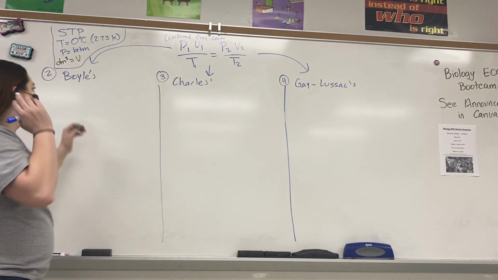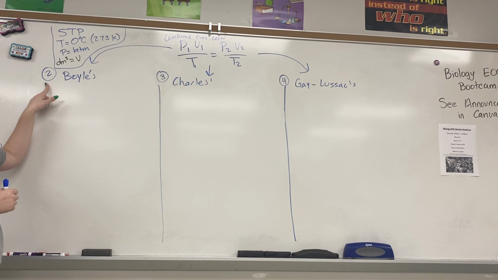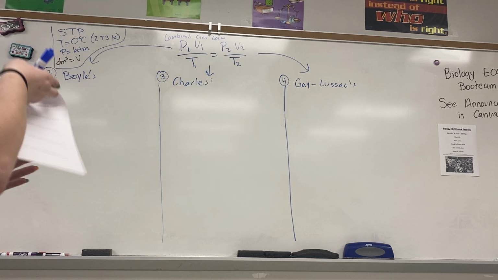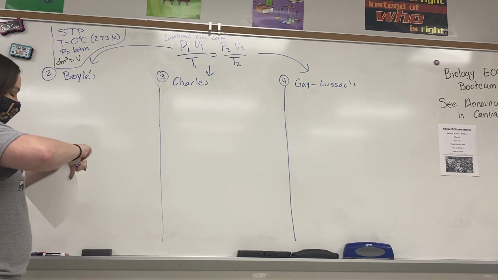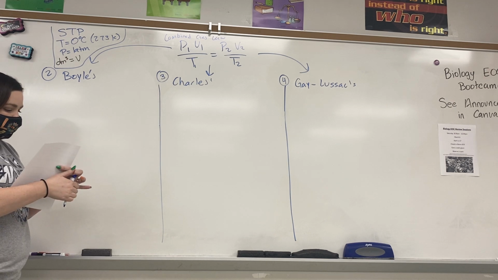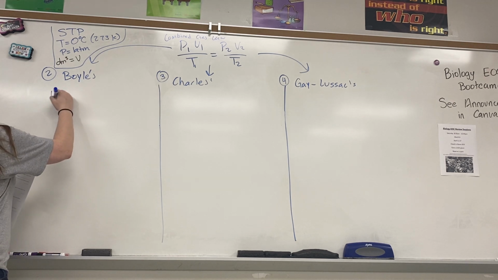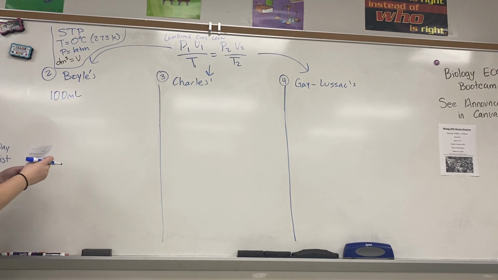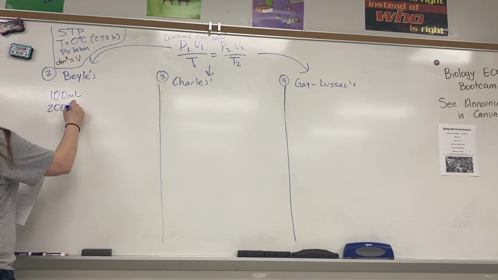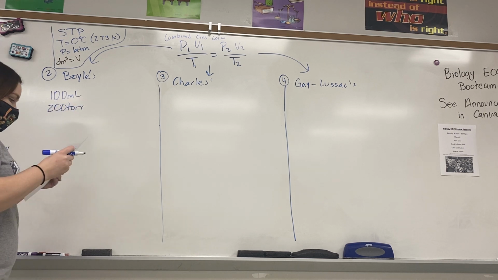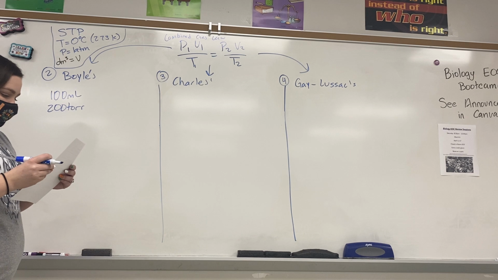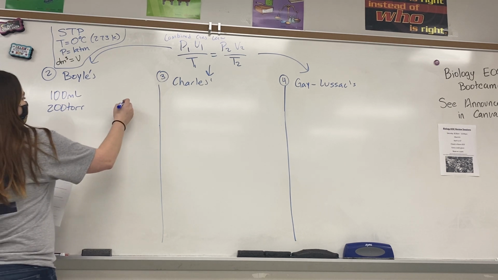So the first worksheet is number 2 in your notebook. This is Boyle's law. If we look at the first problem on your worksheet, it says that if a sample of gas has a volume of 100 milliliters, so we're going to go ahead and write that down, 100 milliliters, when the pressure is 200 torr, what is its volume when the pressure is increased to 250 torr?